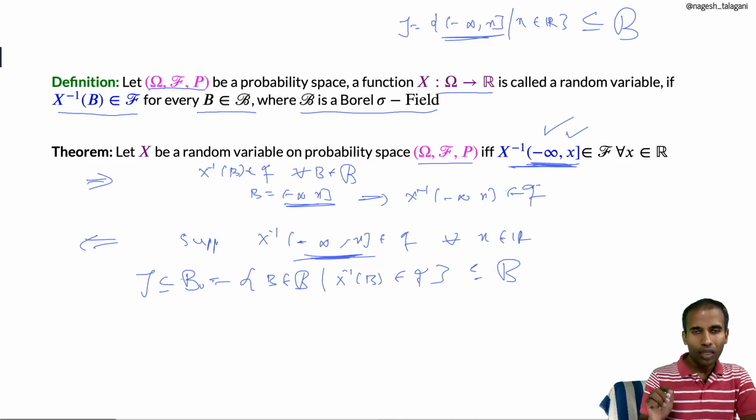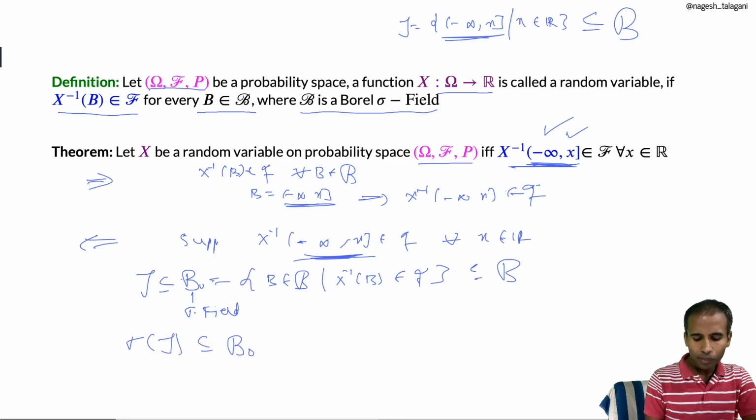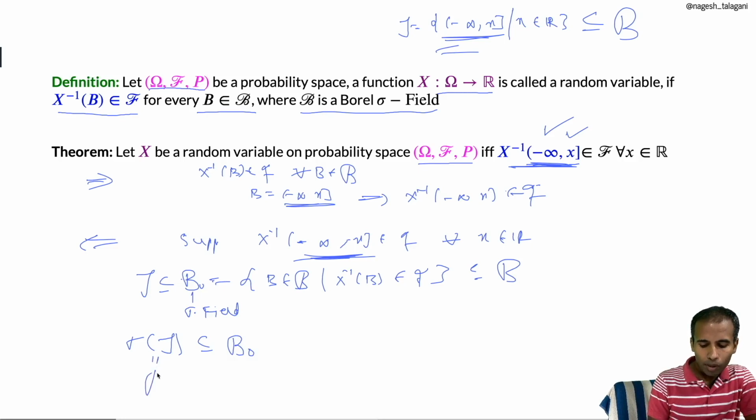That much we know. In the notes, what we did, first we showed that this script B naught is a sigma field. Once you show that, then the sigma field generated by script J is going to be a subset of script B naught, because the sigma field generated by script J means the smallest sigma field which contains script J. So every other sigma field which contains script J should also contain the sigma field generated by script J. That's fine. But we know that the sigma field generated by script J is actually the Borel sigma field.